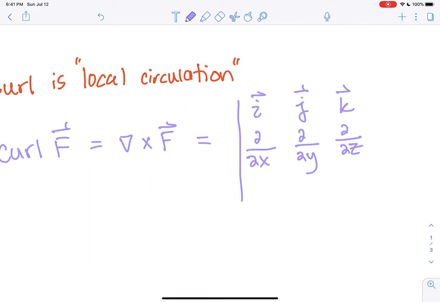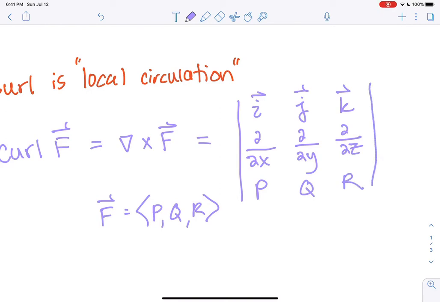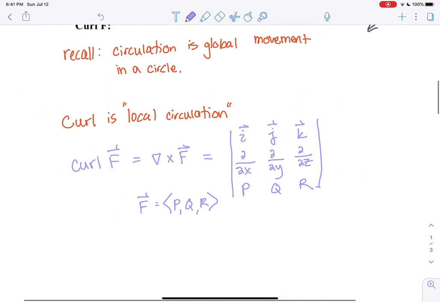And then down here, you would have the components of the vector field F. So you would have the x component. Let me find a way to write that. So if F is P, Q, and R, then down here you would put those respective components. And so the evaluation of that gives you the curl of F at every point in the vector field. So how much the vector field at every point is causing that local rotation.